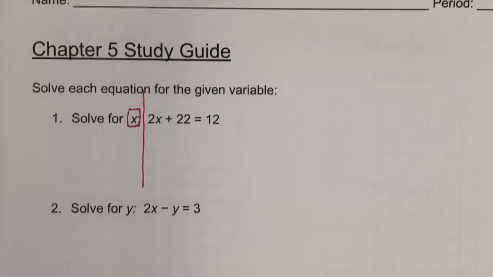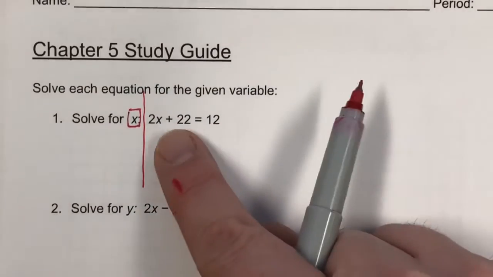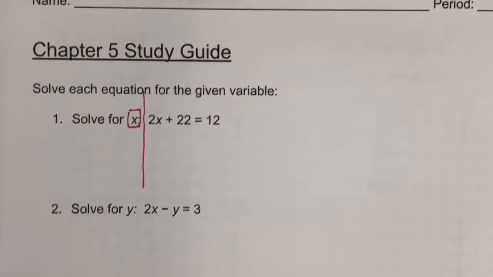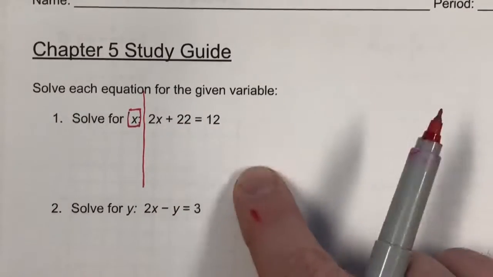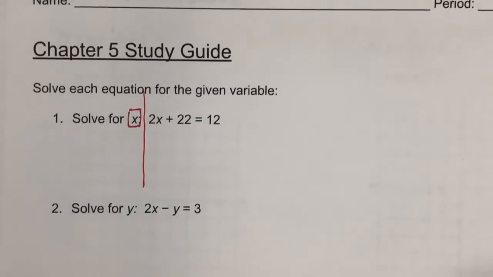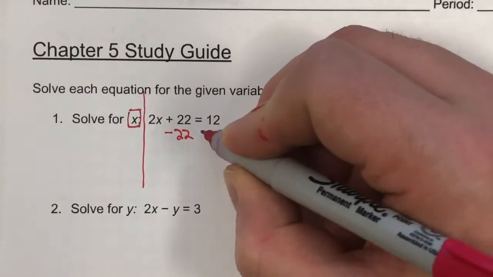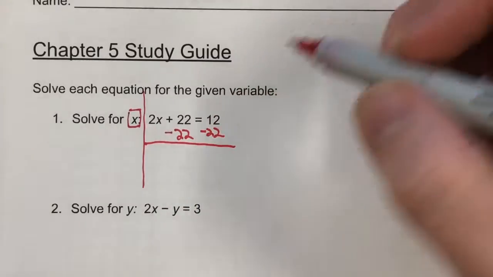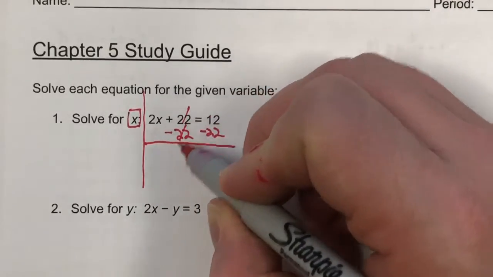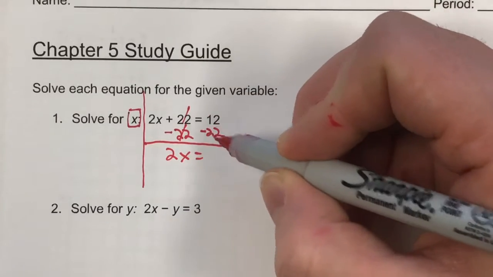The first thing I have to do before I divide, because that's going to become last, is get x alone. So I have to isolate that variable, which means I have to get rid of this plus 22, which is like a positive 22. So I have to subtract 22 from each side first. I'm gonna go ahead and draw my line. These cancel out, and I'm left with 2x equals 12 minus 22.